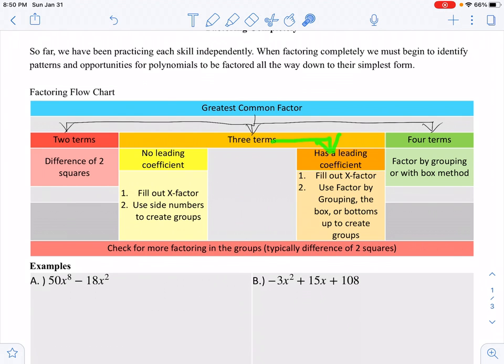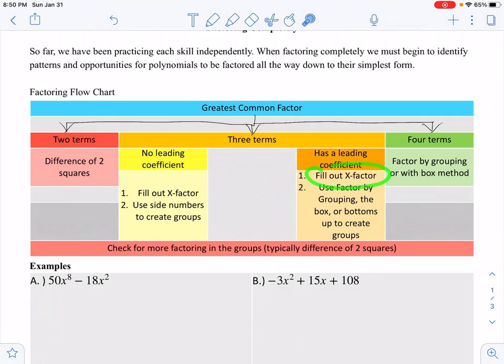Or you will have a leading coefficient. If there's no leading coefficient, there's no extra work. You fill out the X factor, you get your side numbers, and you make groups out of those side numbers. If you have a leading coefficient, then there is extra work. So if there is a number in front, there is extra work to do.